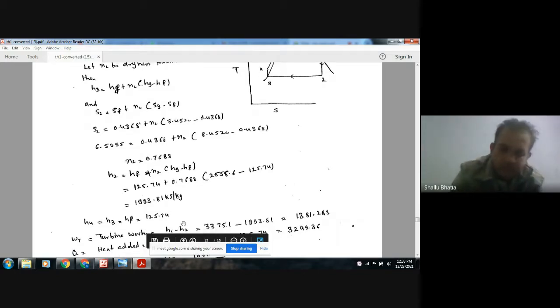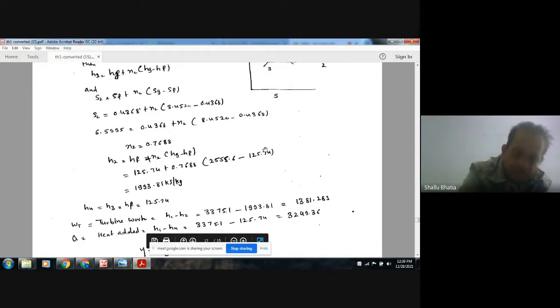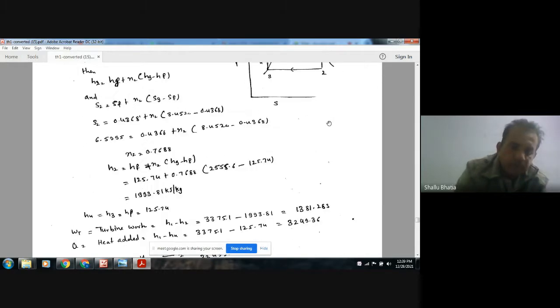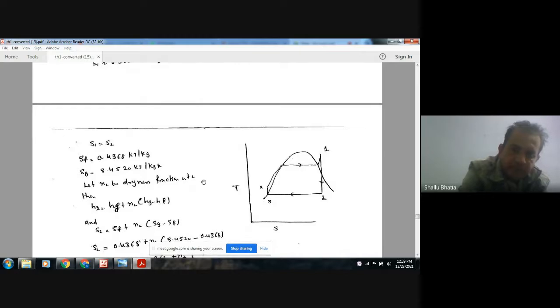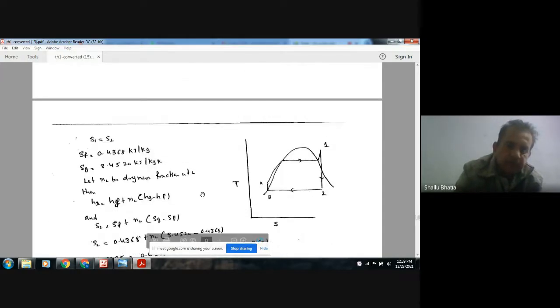That is 125.74. So turbine work is H1 minus H2, and heat added is H1 minus H4. Efficiency is turbine work divided by heat added, so this is 0.425 or 42.5%.